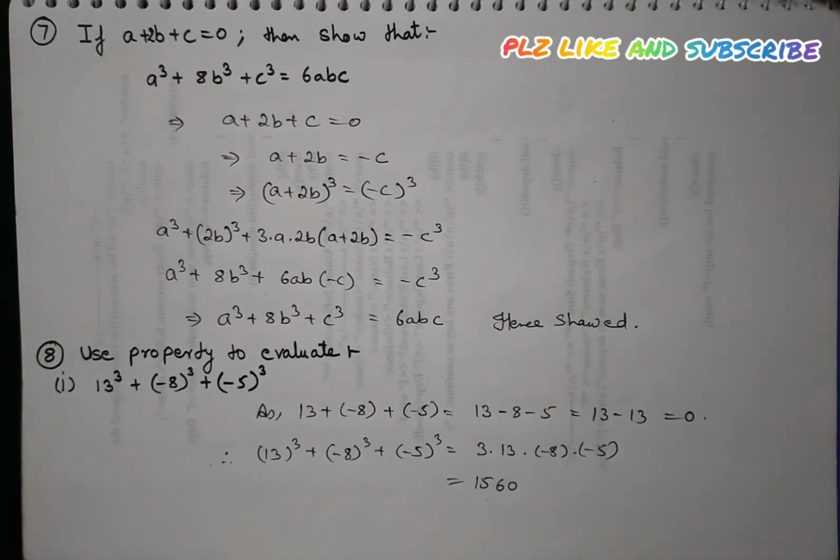Question number 9 and 10 both are similar, but in question number 10 we are having one more part, so I prefer to do question number 10 for you. Question 9 you can do with the reference of question number 10. Now here in the first part we have to find the square of a plus 1 upon a square.